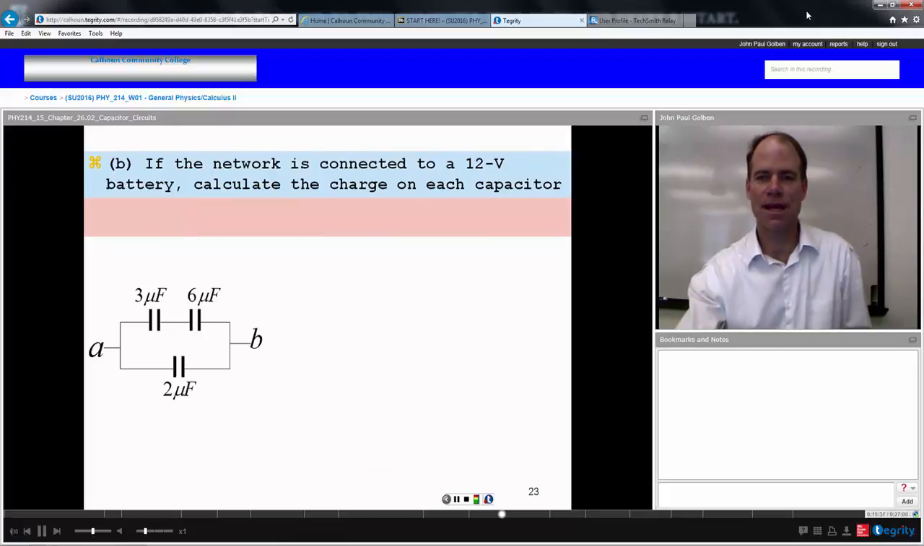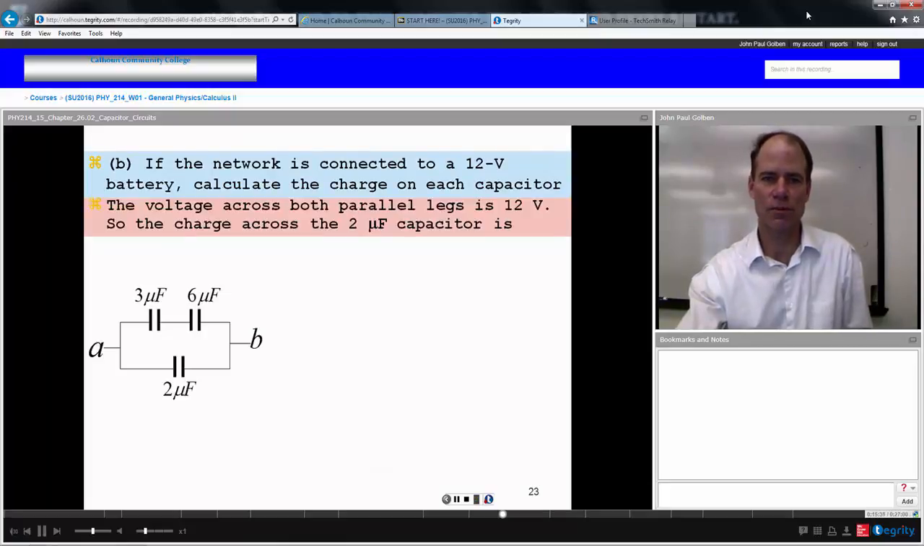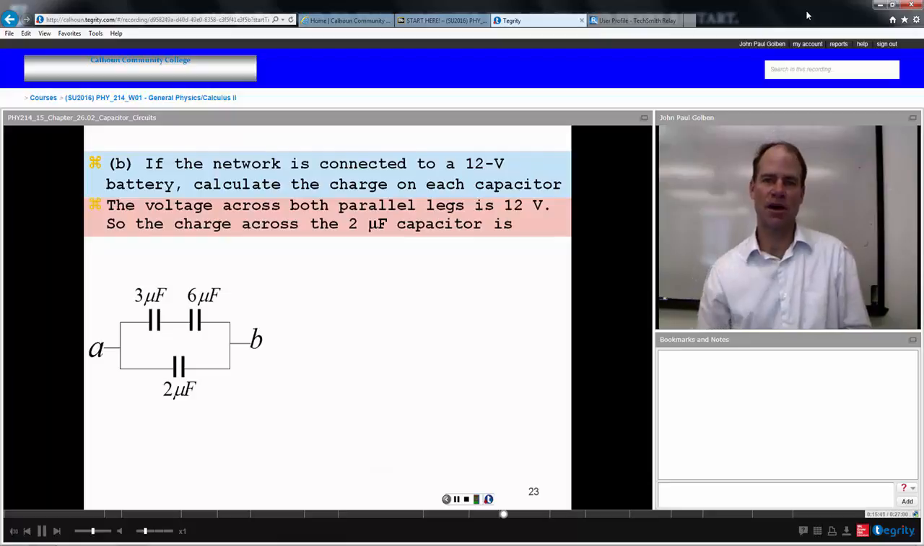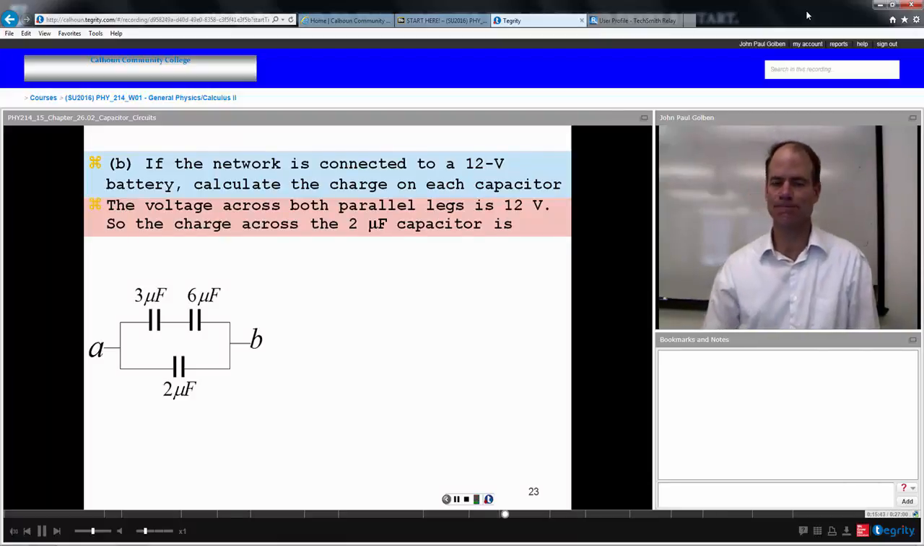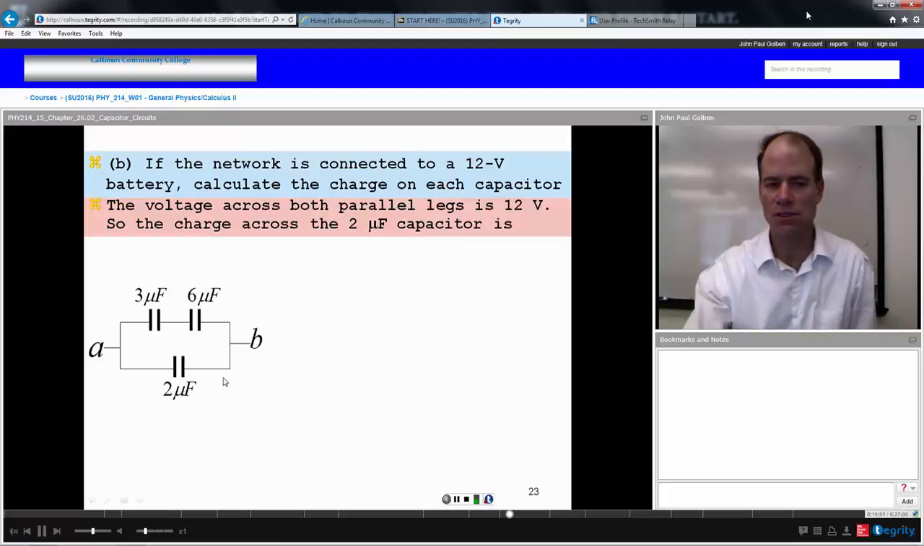If we then connected this network to a 12-volt battery, calculate the charge on each capacitor. Well, the voltage across the parallel legs is going to be equal to that 12-volt battery. So we're going to have 12 volts across this 2 microfarads here, and 12 volts across the series combination of the 3 and the 6, which had an equivalent capacitance of 2.